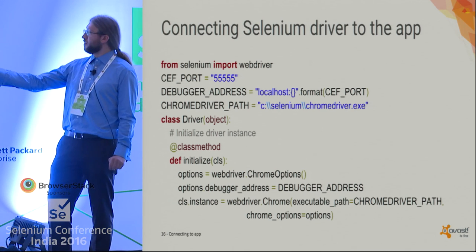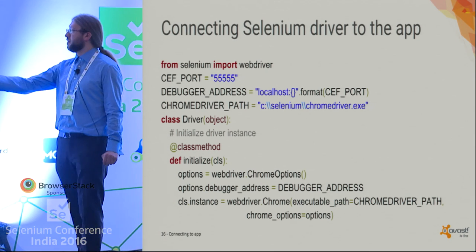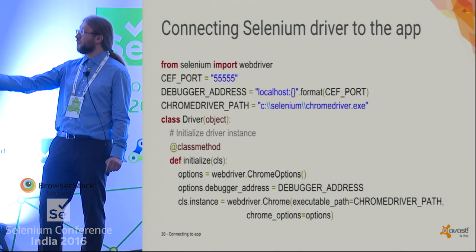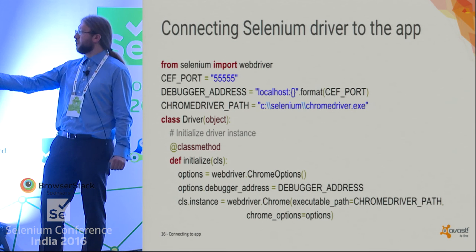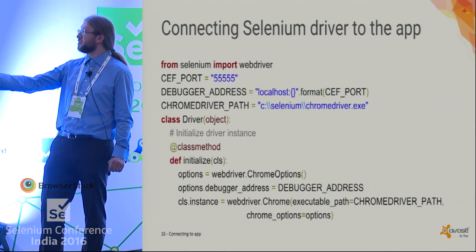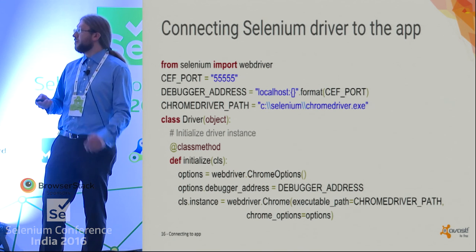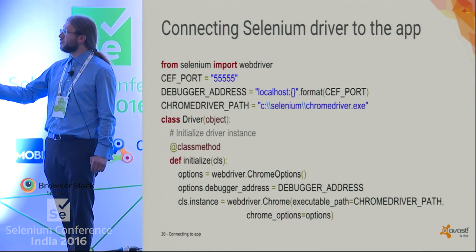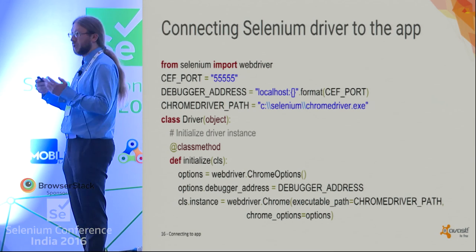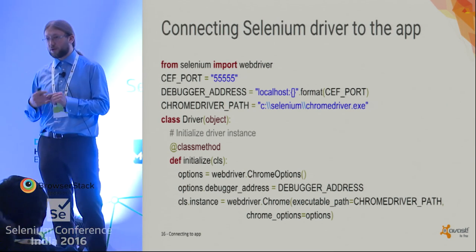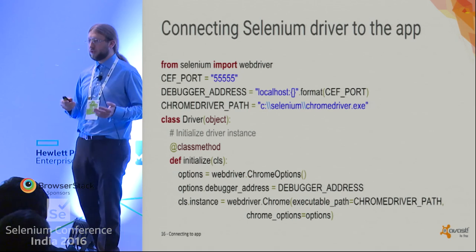What's happening then? We have some initialization method in our driver object, and we will be specifying some options for that driver. We can use the standard Chrome options because it's Chrome-based, but we need to add some debugger address, which is the address of our console that is connected to the application. And then we can just create a new instance of the driver with the appropriate parameters. And this provides us with a Selenium driver that is able to execute our commands, execute our script, and is connected to the desktop application.